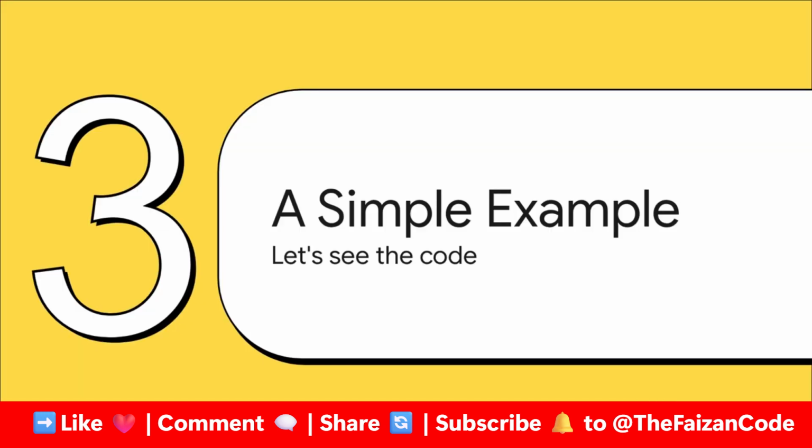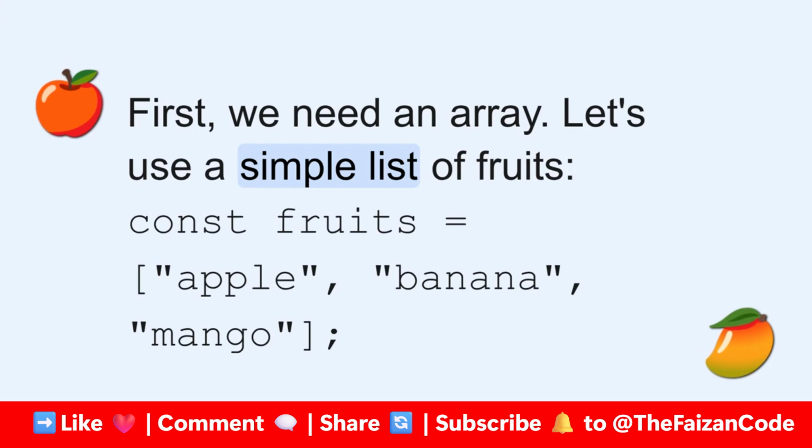All right, talking about it is one thing, but seeing it in action is where it really clicks. So let's look at a super simple example. First things first, we need some data. Let's create a simple array called fruits, and we'll just put apple, banana, and mango in there. Simple enough. Our goal? Just print each one of these fruits to the console.